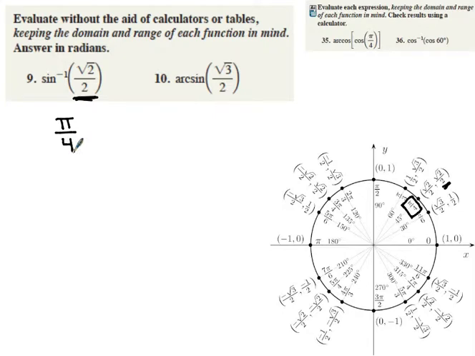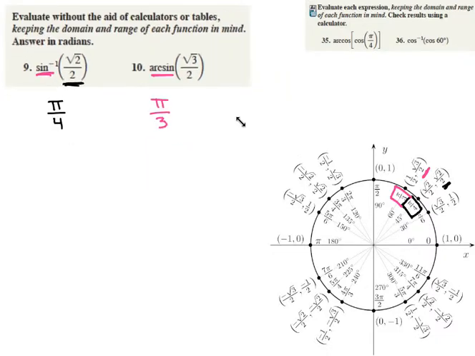Number 10, same thing. Arc sine and sine inverse, these two notations mean the exact same thing. So I'm going to go around the unit circle on the y value, look for my radical 3 over 2, which I see is right there, and it corresponds with pi over 3. So my solution here is pi over 3, and I'm done. So that's the first, most basic thing we're going to take a look at.